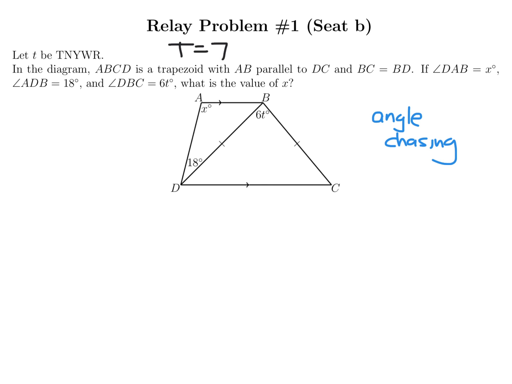So 6t, well, t is 7, so 6t would be 42, that angle. And then this is equal to that, so that means this angle is equal to that. So we'll just call it theta for now. So 2 theta plus 42 is 180, since the sum of the angles of a triangle add up to 180. And therefore theta, you will be able to find, is 69.